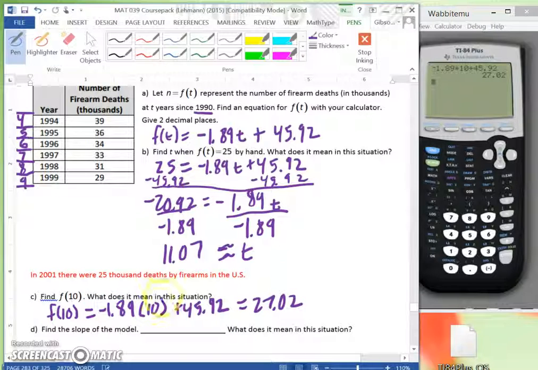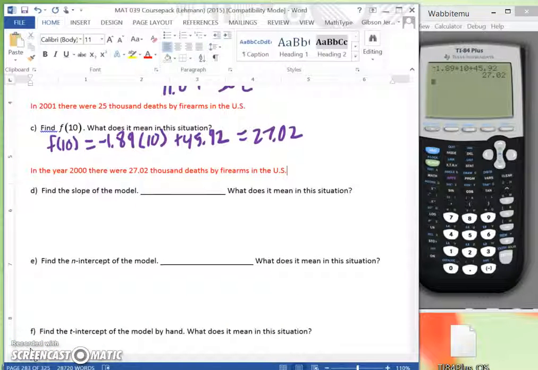Now we're asked, what does it mean in this situation? We know this 10 represents the time, which would be 10 years from 1990, so that would be the year 2000. And this 27.02 represents the number of firearm deaths in thousands in the United States. So our answer is, in the year 2000, there were 27.02 thousand deaths by firearms in the U.S.